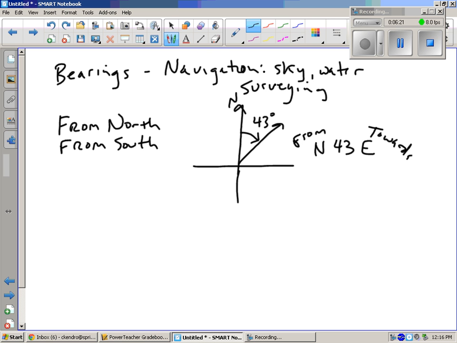Okay, so if I put one down here, and I said this is 30, but I want to know this one, I want to know angle B. From the south, because that's the closest between north and south, I am going 60 degrees towards the west. So I say south 60 west. From the south, 60 degrees to the west. All right, let's try an example of this.